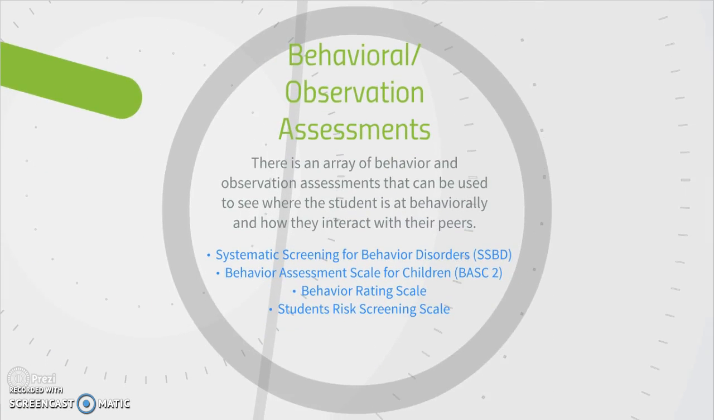Behavioral and observation assessments. There's a bunch of these. Systematic screening for behavior disorders, behavioral assessment scale for children, behavior rating scale, and student risk screening scale. And these are all done with observations, usually by the teacher themselves, or sometimes an outside provider can come in and do the observation. It helps the educator see where the student is when they're interacting with peers or in a group setting behaviorally.